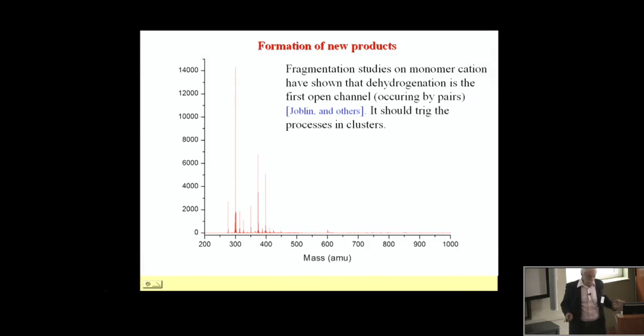Okay, new products are observed, formed under this laser excitation. It's an excimer at 308 nm, 4 eV. You see that here, this is a monomer peak. This is a dimer. The trimer is right here. And you see that there are a number of other peaks which appear in that range between 300 and 400.